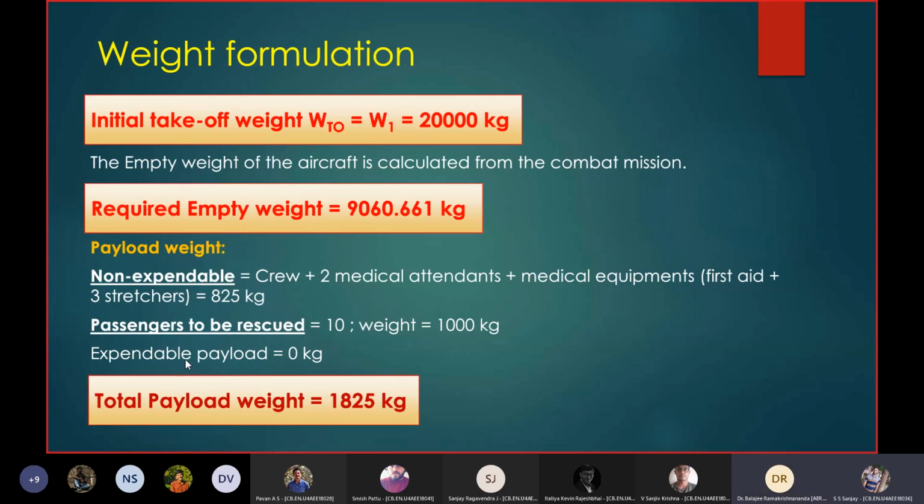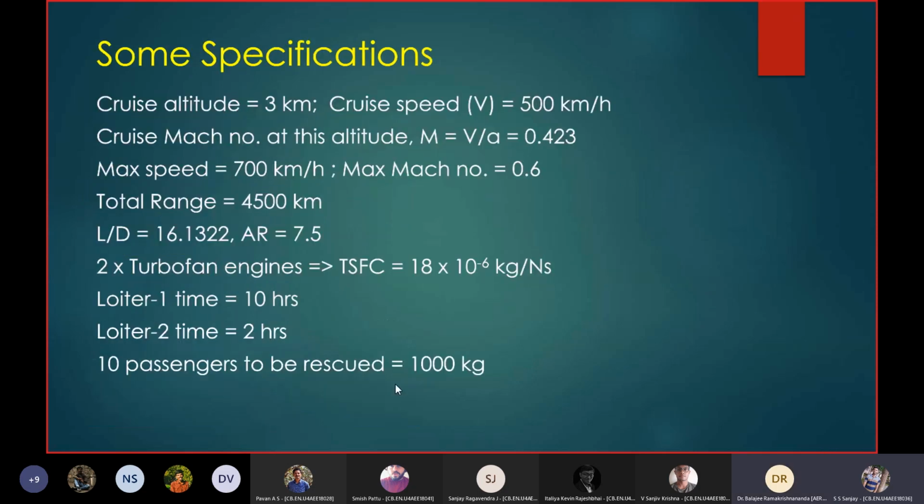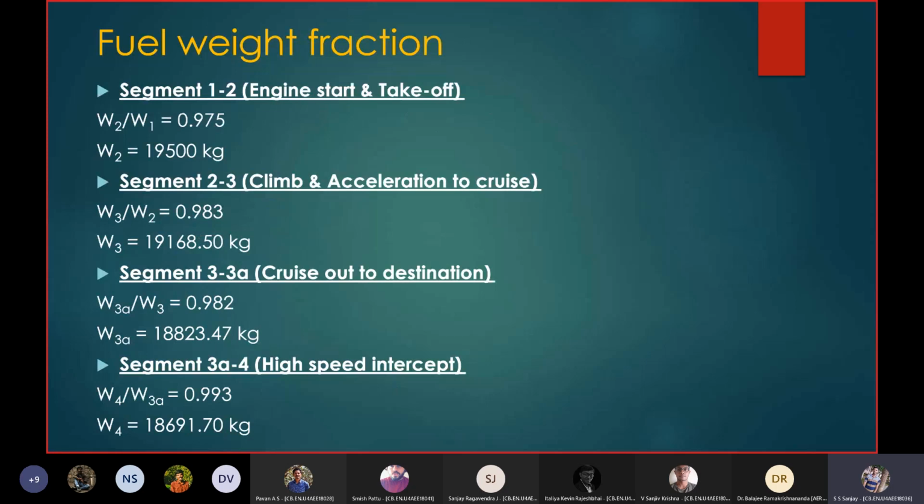So expendable payload is 0 kg. We are not going to drop anything during our journey. So the total payload weight is 1825 kg. And then these are the same specifications for this mission. Again, we are going to find out the weight of the aircraft after each phase, as we have done for the combat mission.